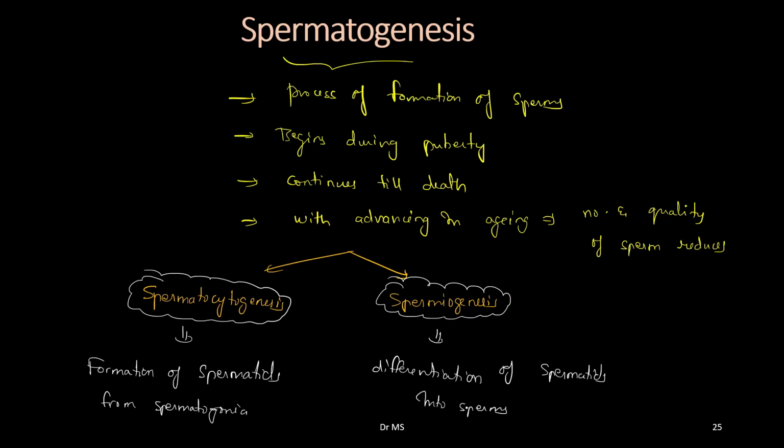Clear? So remember, spermatogenesis is classified into two types. One is spermatocytogenesis, that is formation of the spermatid, and the other one is spermiogenesis. That means whatever spermatid is formed has to develop into a functional mature sperm. So first spermatocytogenesis will happen, and later spermiogenesis will take place.